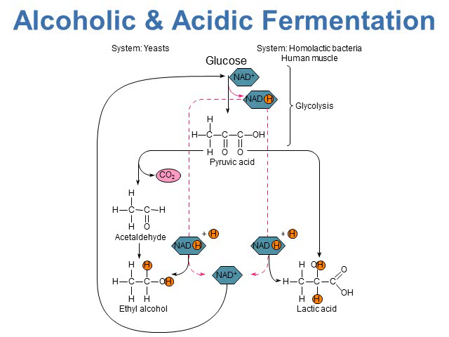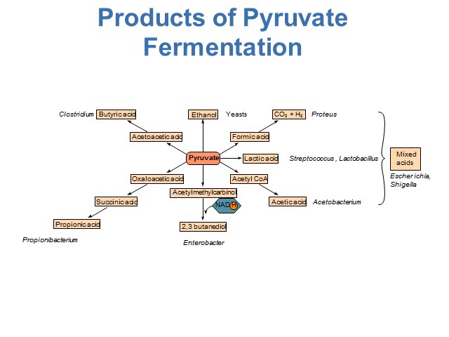So this is showing more of the chemistry of it, but basically you have glucose that goes through glycolysis, like I just said, and that pyruvic acid can be converted into different alcoholic compounds or different acidic compounds. And this is showing all the different products that can be created from this pyruvate fermentation. And these products you can actually use to identify different bacteria species.